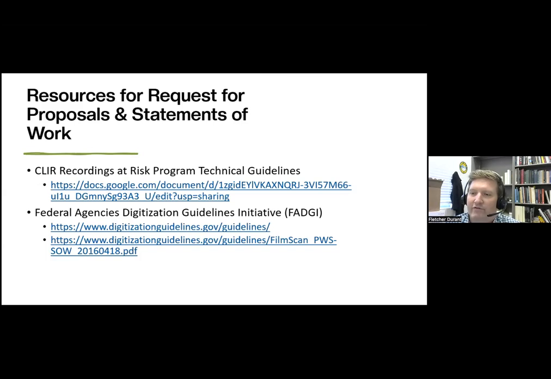Again, once you've figured out what you have and decided what to digitize, there are resources such as the Recordings at Risk Program Technical Guidelines and the FADGI guidelines. FADGI is the Federal Agency Digitization Guidelines Initiative. This is the US federal government's guidelines for digitizing federal collections. And they provide excellent language that you can give to vendors when discussing a digitization proposal to say, we want it done at this level of quality of work.